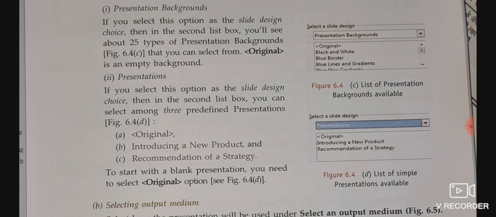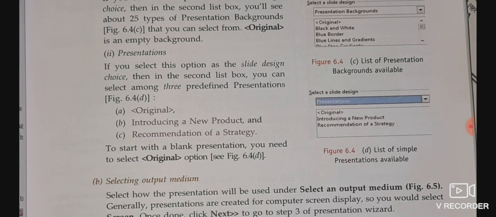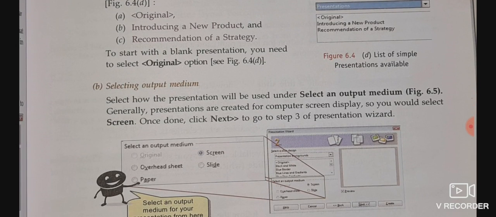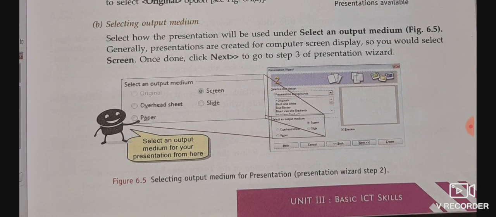If you select presentation background, I have explained that. Now in presentation, if you select, there are only three options: original, introducing a new product, and recommendation of a strategy. By default original is selected. Now output medium, take it as screen only, but you can select output medium as slide, overhead, sheet or paper, depending on need. But if you want to show it on the screen, you select the screen.